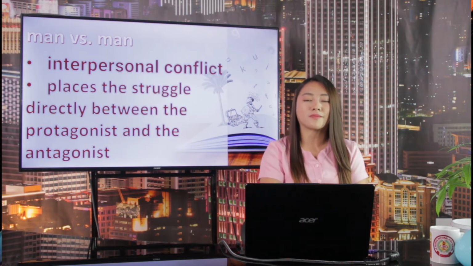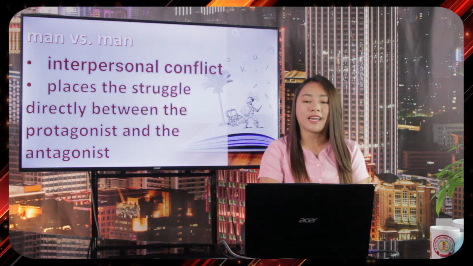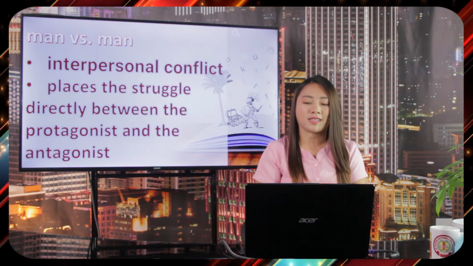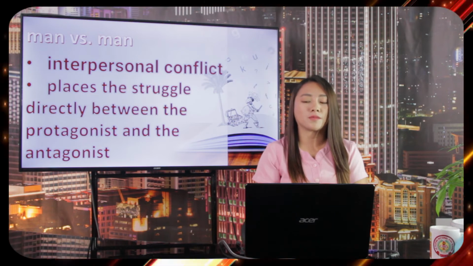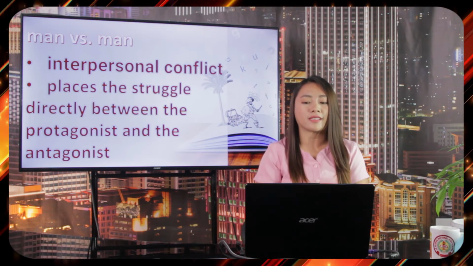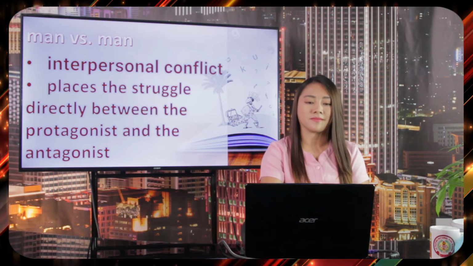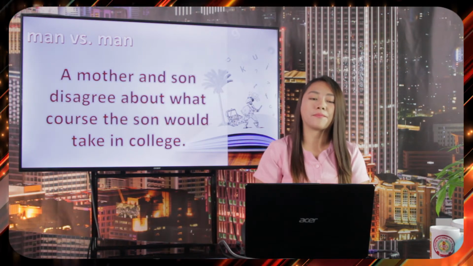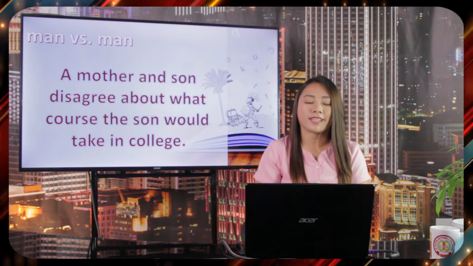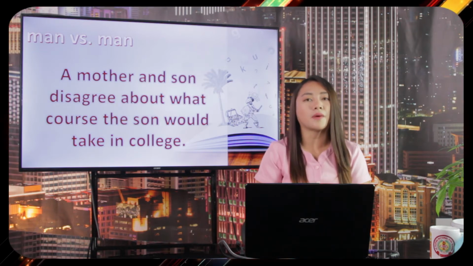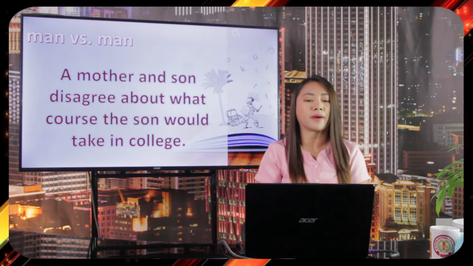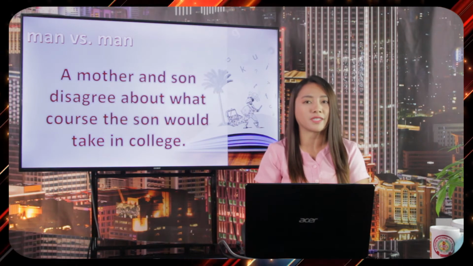In a man versus man conflict, the protagonist wants something, and the antagonist obstructs the protagonist from getting what he wants. An example of this conflict is a mother and son disagree about what course the son would take in college.